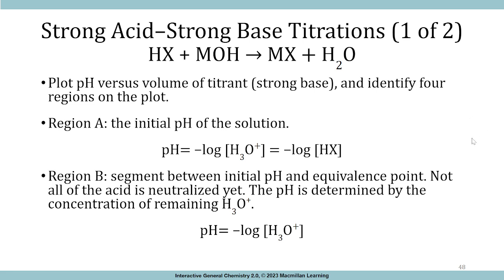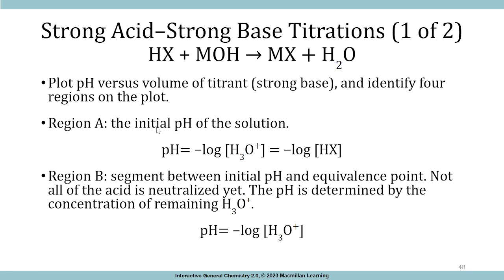So if we're doing a strong acid, strong base titration, this is going to be a strong acid with a strong base. We write that typically as HX plus MOH yields MX plus H2O. Notice that's a salt and water right there. For the pH versus the volume of strong base titrant, we would identify 4 regions on that plot.